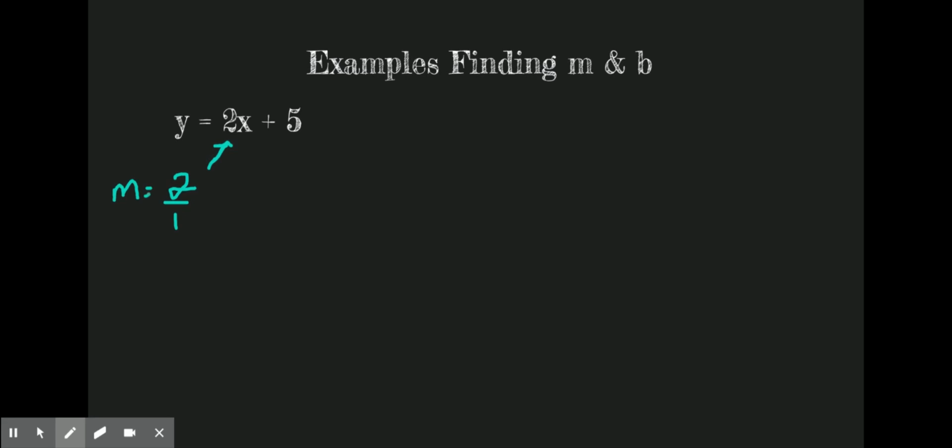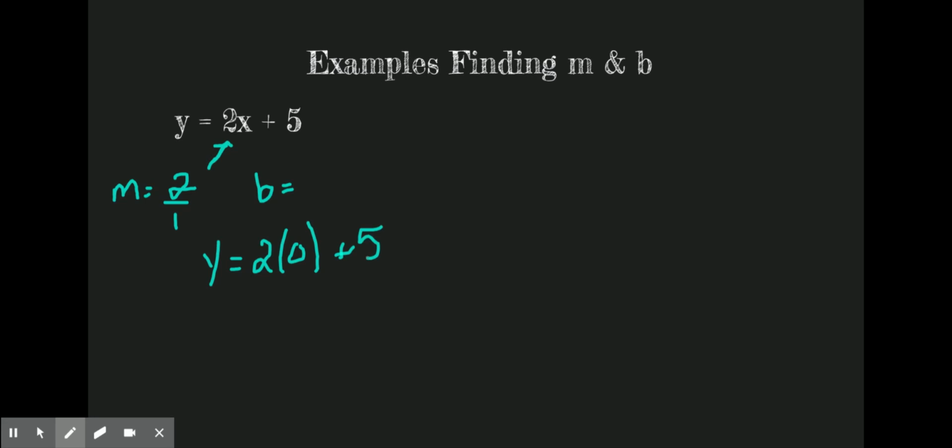And then our y-intercept, or our b, is simply what is y when x is 0. So our y-intercept is always going to be what is our y when x is 0. So if I was going to rewrite this equation and say, what is y equal to when x is 0?